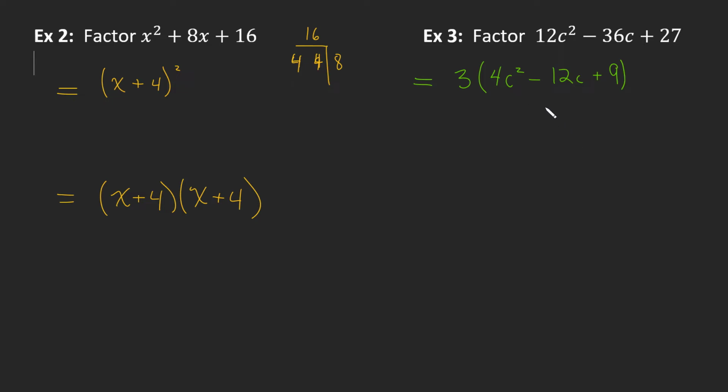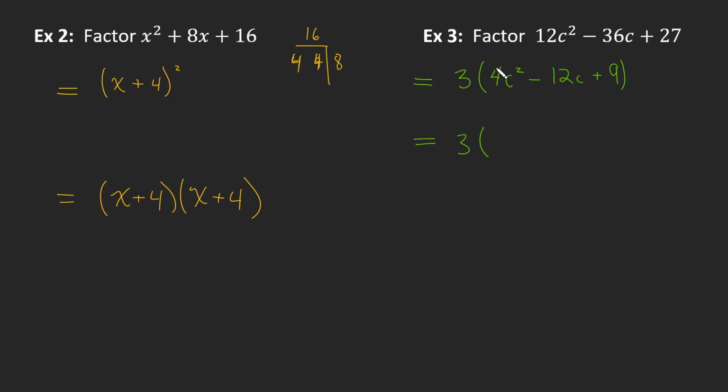If I was to do this the traditional way, I would do decomposition. Multiply my 4 times my 9, that's 36. Find the factors of 36 that add to 12. But is it a perfect square trinomial? Hint, hint, it's in this video. So yes, it's a perfect square trinomial. Let's use the pattern and check that pattern.